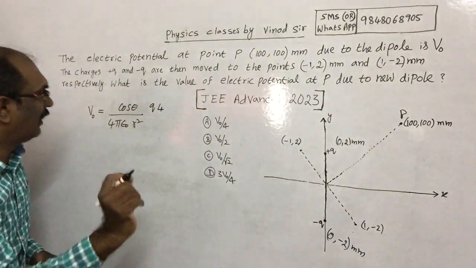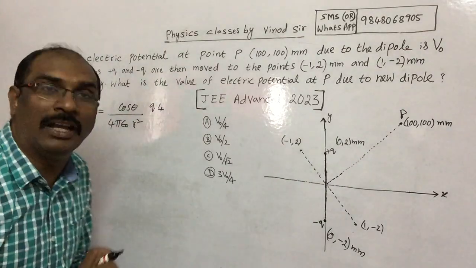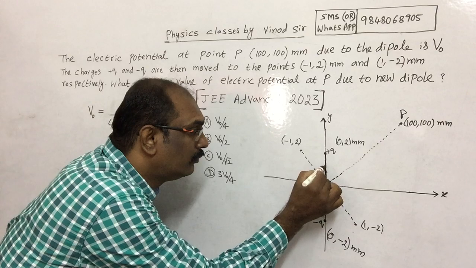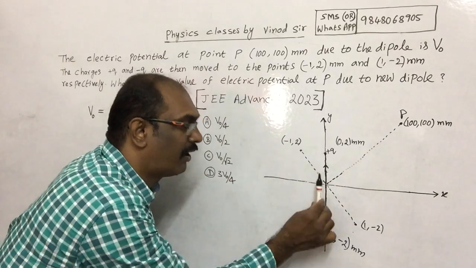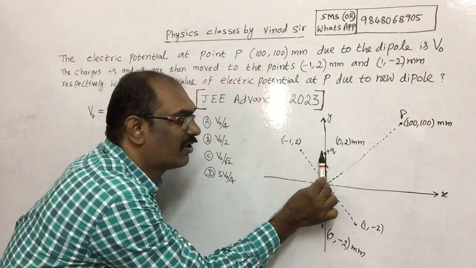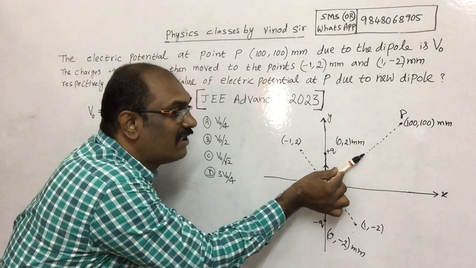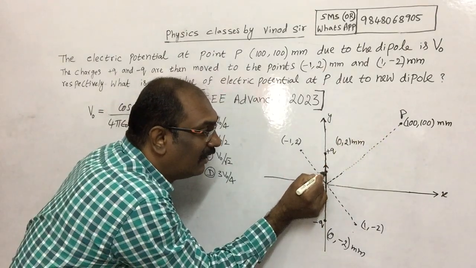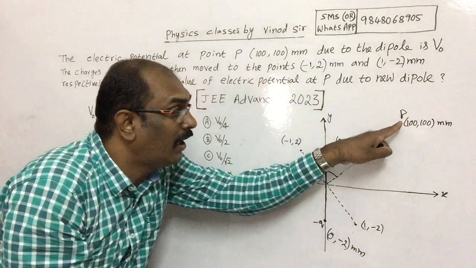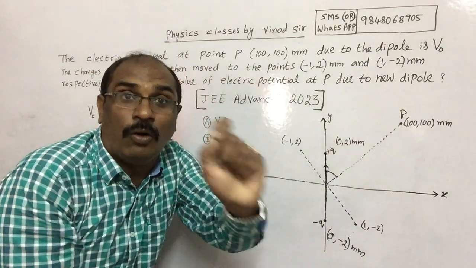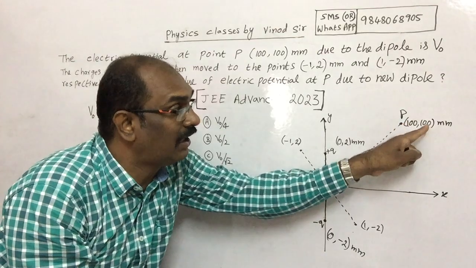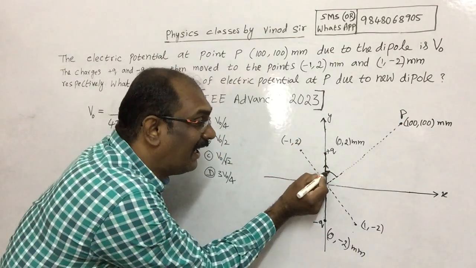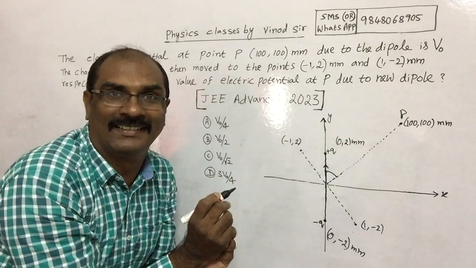Okay, and coming to theta, how are we measuring theta? The dipole moment direction is this one, from negative to positive charge. This is the direction of the dipole moment, and this is the distance of that particular point. So this is the angle. This point has coordinates, x coordinate 100 and y coordinate also 100. Both are equal, which means this angle becomes 45 degrees.